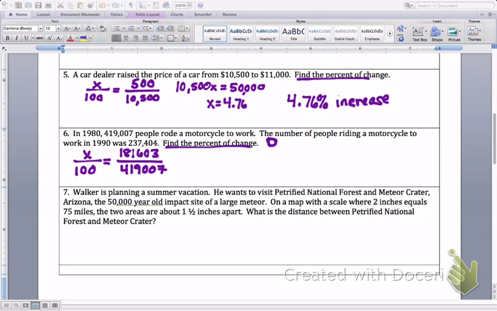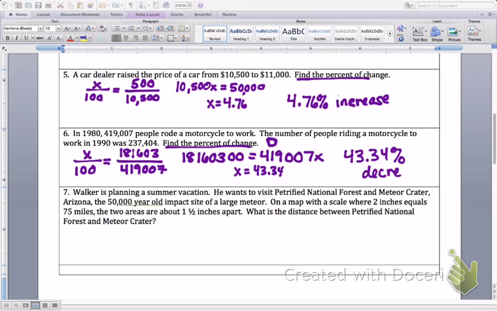So go ahead and cross multiply. These are some big numbers. All right. 181,603.00 divided by 419,007. We get x equals 43.34. So again, it said find the percent. So 43.34%. And we said it was a decrease because that number got smaller.